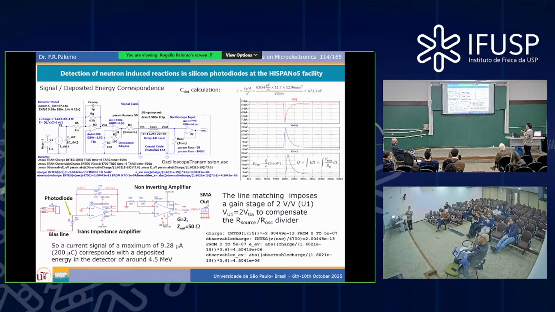So basically a current signal of 9.28 microamperes corresponds to a deposited energy around 4.5 MeV. Again, responding once again to your question of how you correlate the signals you see, the current you see, with the nuclear physics, it's there. Combining different tools, different simulation tools, and a lot of calculation.